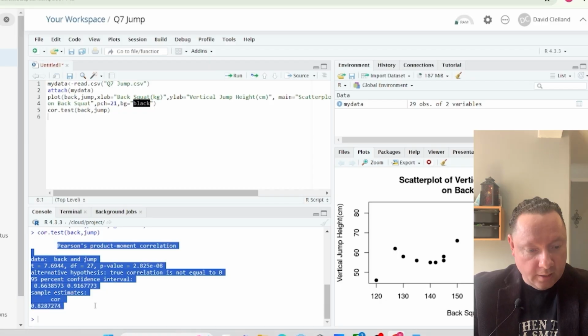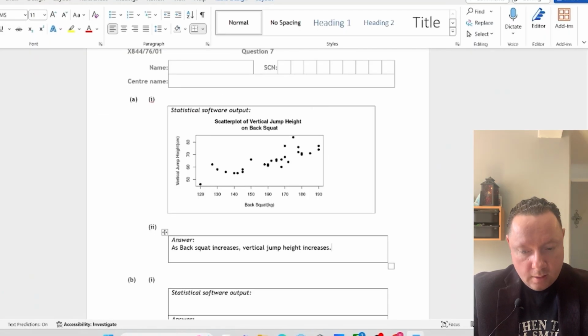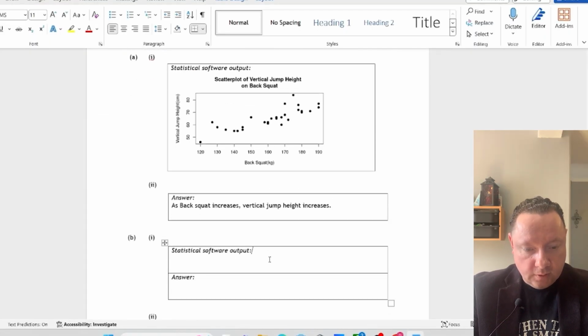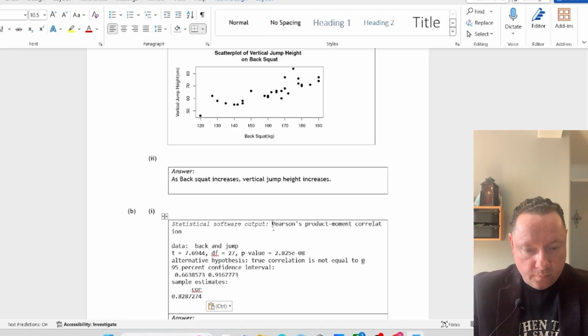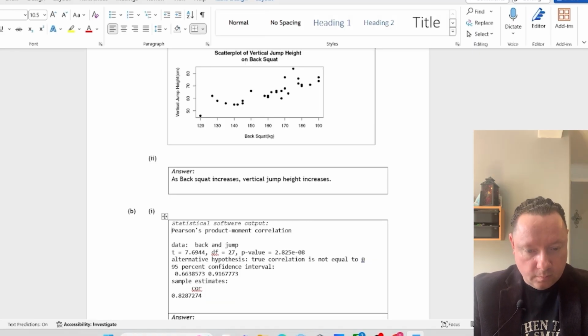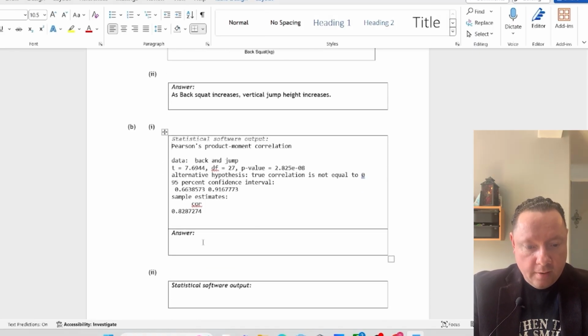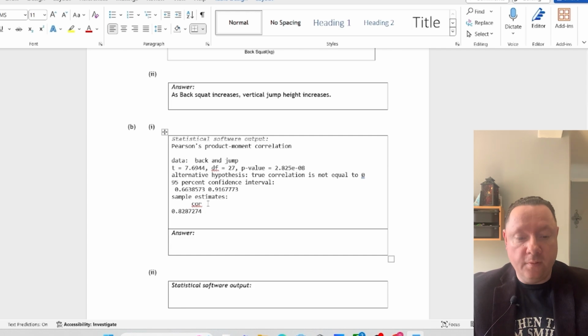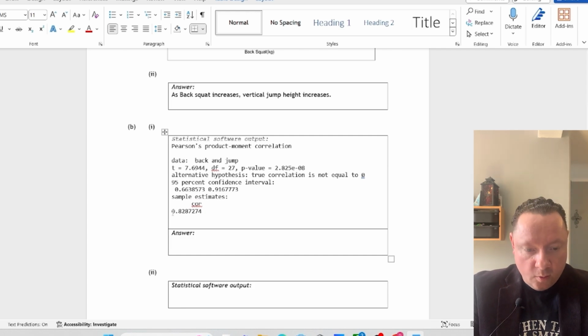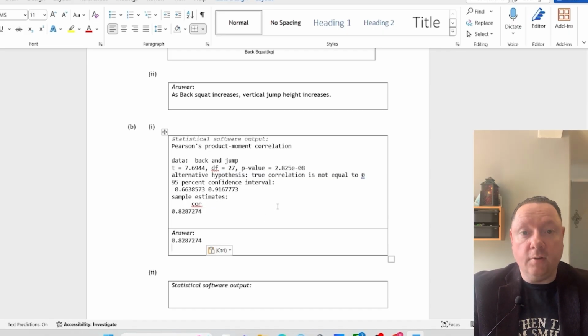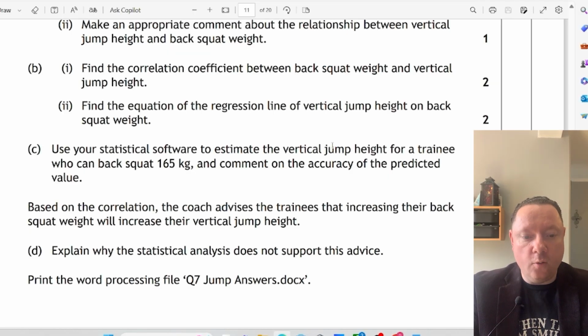Let's just copy that into our answers then. Statistical software output. We'll just do that there. And then our answer, we actually need to be able to interpret this. So the cor.test output, and at the bottom it says 0.828. So we just copy this one. And we're done there.